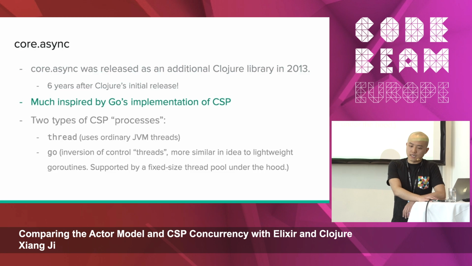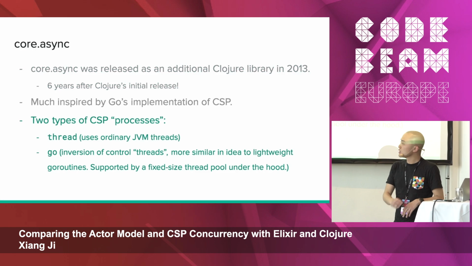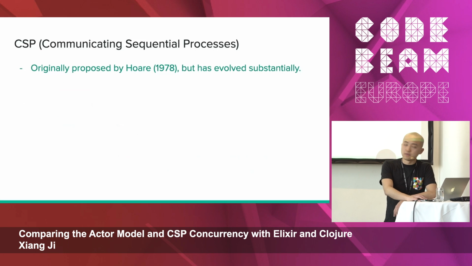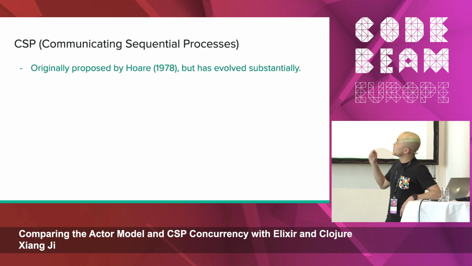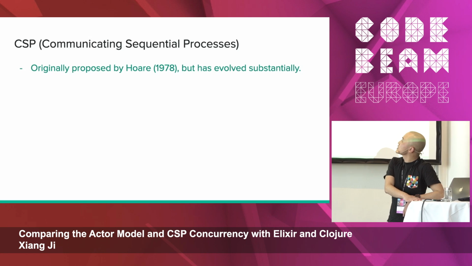He felt it would be nice to add an additional toolset in the Clojure concurrency toolbox. We're going to also see a quote later on from his explanation. So there are actually 2 types of CSP processes. But before that, maybe let me explain in more detail CSP, communicating sequential processes.